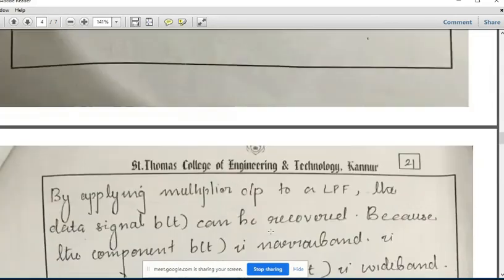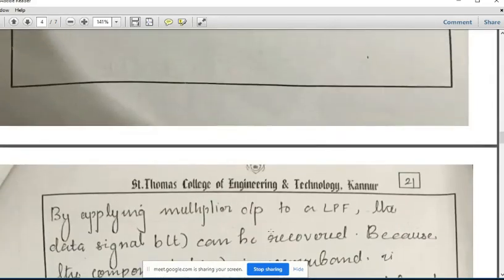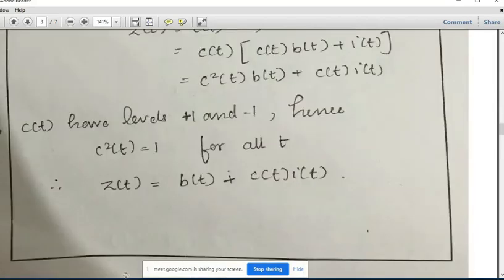So the low pass filter passes the narrow band signal from Z of t equal to B of t plus C of t into I of t. This C of t into I of t is a wide band signal, and B of t is a narrow band signal.